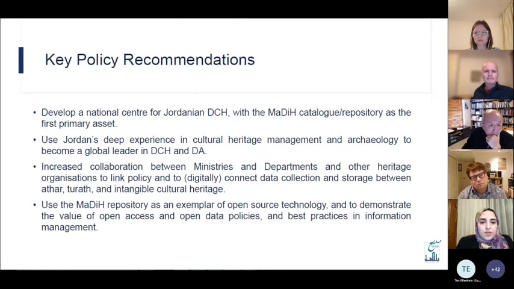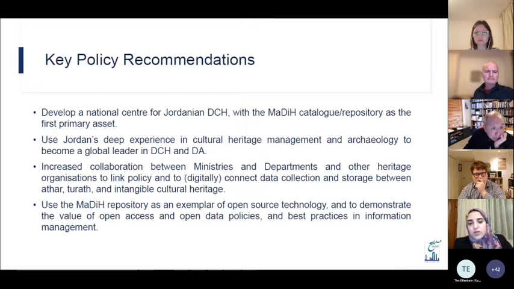The key policy recommendations relate to the development of a national center for Jordanian digital cultural heritage, where our project can be the primary asset. Jordan has a deep experience in cultural heritage management and archaeology, so it can be a global leader in digital cultural humanities.